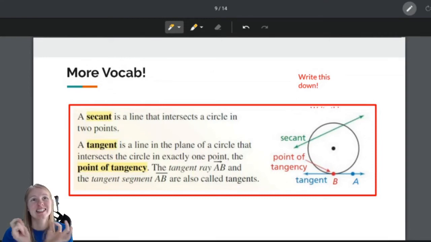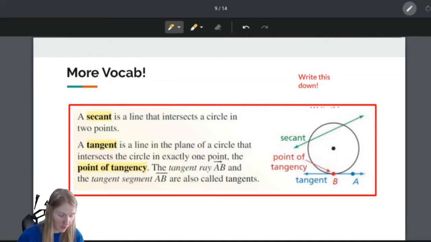So, a secant is a line that intersects a circle in 2 points. So this looks similar to a chord, but it is different because remember, a chord was a segment. A secant is a line. Chord is a segment, secant is a line. They look very similar. The only thing that is different is that a chord has endpoints on the outside of the circle, and a secant is a line that intersects the circle in 2 places.